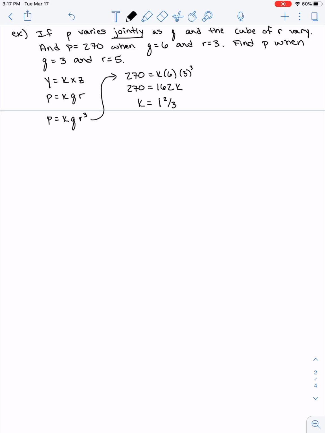So now find P when Q equals 3 and R equals 5. So if we know that P is equal to 1 2/3 times our new Q of 3 and our new R of 5, we can plug this in and say, okay, that P is going to be equal to 1 2/3 times 3 times 5 cubed, which is equal to 625.